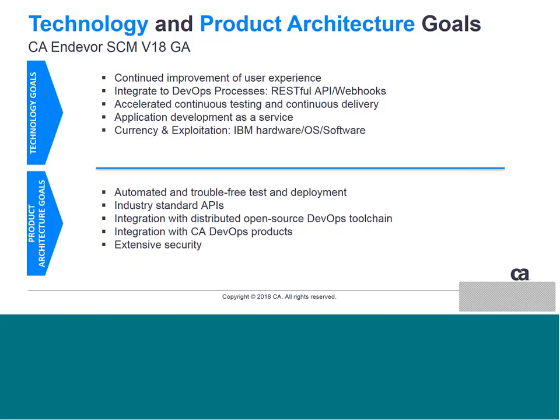From a product architecture goal, we want to keep everything for test and deployment trouble-free and automated, right? So, lifecycle automation. We want to ensure that the ways we facilitate integration with DevOps tools on and off the mainframe are industry standard. That's why we've adopted things like REST and webhooks instead of custom protocols or anything like that. We want to ensure that we can integrate with open source DevOps tools, which are becoming very prevalent in customer organizations, and also, of course, with our own DevOps tools. All at the same time, we want to ensure that the platform stays rock solid and secure.